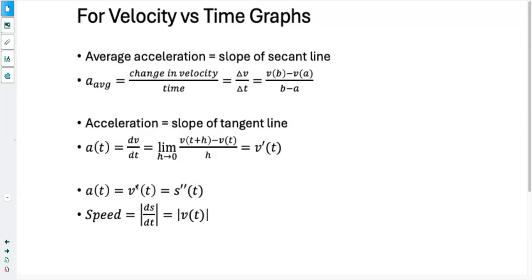Now, if our acceleration is the derivative of velocity, and our velocity is the derivative of location, then our acceleration is the second derivative of our location. Now, if we refer to speed, we're not worrying about positive or negative, so it's just the absolute value of the derivative of our location, or the absolute value of our velocity.